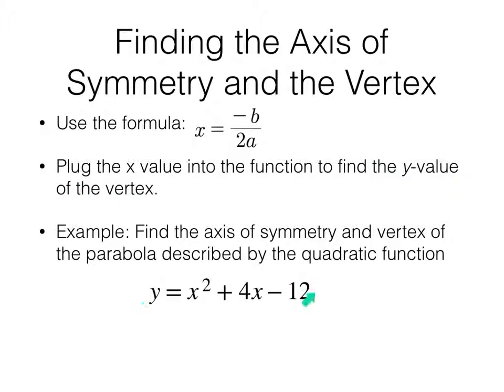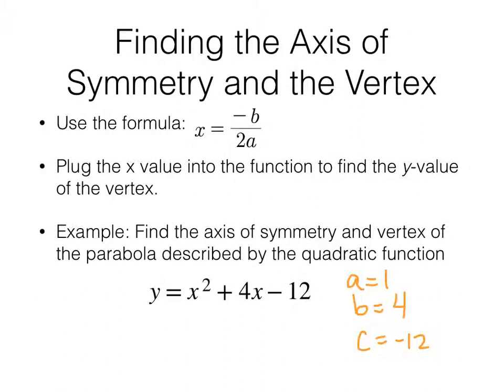So let's do this example right here. Let's find the axis of symmetry and the vertex of this parabola. Let's start off by identifying what a, b, and c are for this particular quadratic function. A, the leading coefficient, is 1. B, the coefficient of the linear term, or just the x term, is 4. And C is negative 12. Now, I don't need C in the formula, but it's a good thing to be able to identify it.